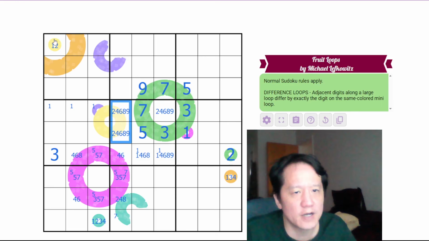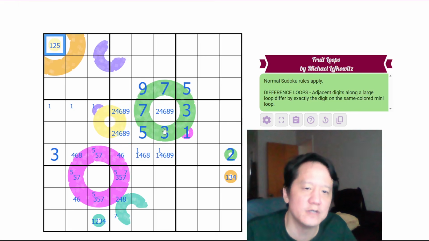Could be 4 and 9, which is 5 apart. It could be 2 and 8, which would force this to be 4, 5, 6, which is possible.